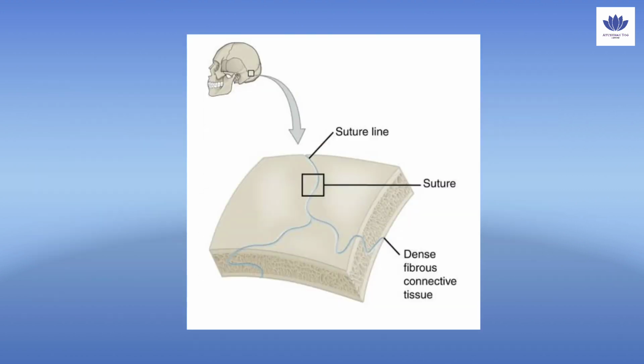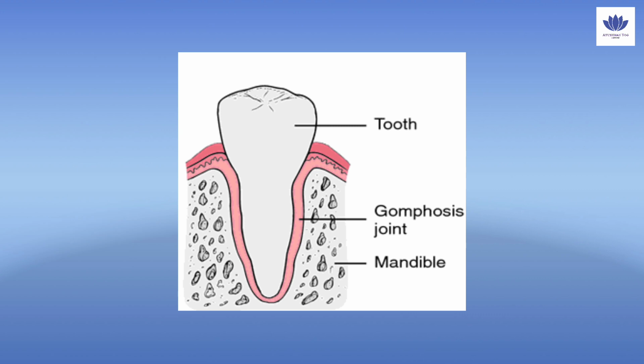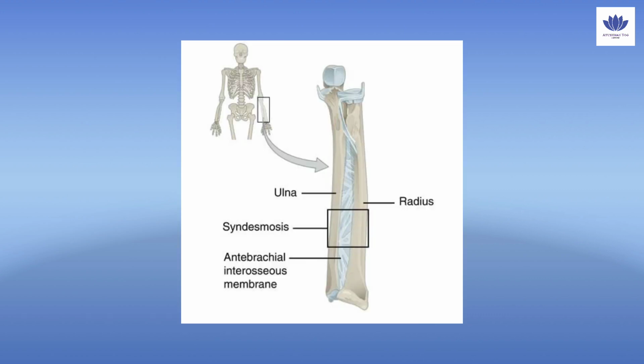Then the fibrous joint. Now these are the joints which are bound by tough fibrous connective tissues. These joints exhibit little to no mobility, and these can be divided into three types. Sutures, which are the joints of the bones of the skull. Gomphosis, which is found in the teeth. And syndesmosis, this is bound by ligaments such as forearms.